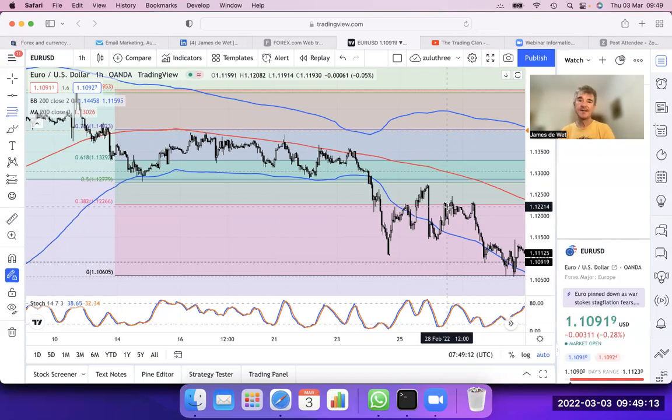Anyone can learn this. The second one is risk control. Don't risk too much. You'll notice I go on about risk all the time, and you don't want to be risking too much.